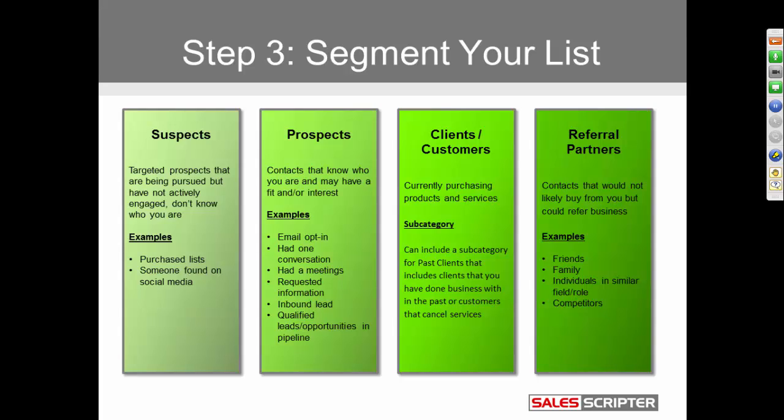And good examples of these might be your family and friends. Those are great people to send business your way, but you never really want to sell to them. Not only would you probably not want to sell directly to them, but they probably don't fit your target prospect profile. But you need to stay fresh in their mind, and email marketing, email drip campaigns are a great way to do that. So that's step 3.